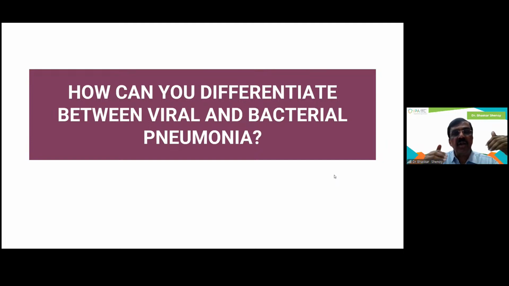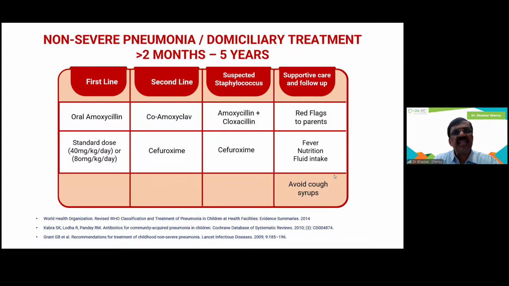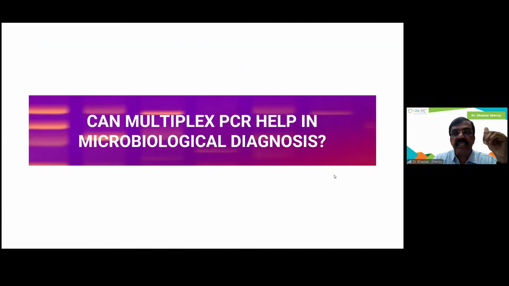So the moment a diagnosis of pneumonia is made, we start with antibiotics, whether amoxicillin or amoxiclav, plus whenever an older child who is relatively stable has some manifestations of atypical pneumonia, we also add azithromycin. So for non-severe pneumonia, amoxicillin, amoxiclav, and add azithromycin in case it is atypical.